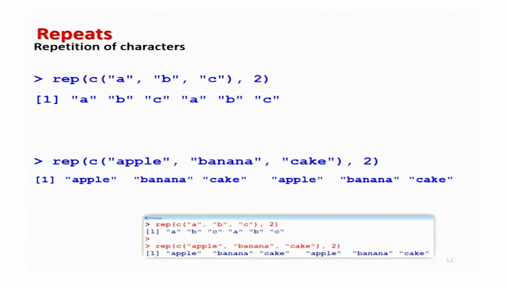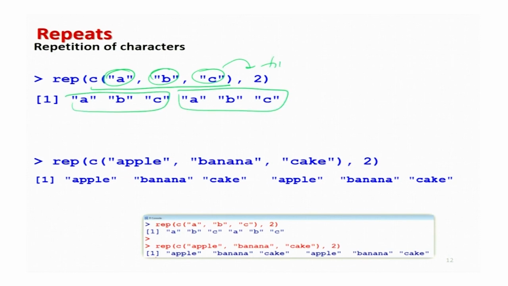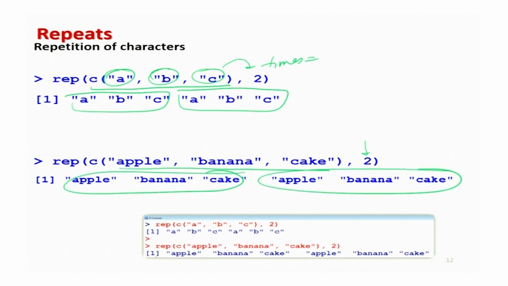Now, whatever repetition commands you have learned for numbers are also valid for characters. Here I take a data vector consisting of 3 alphabets given inside double quotes, A, B and C, and I repeat them 2 times, that is times equal to 2. You can see A, B, C and A, B, C are repeated 2 times, because times is the default. Similarly, if instead of ABC you take apple, banana, cake and repeat it 2 times, you see apple banana cake and apple banana cake, both repeated 2 times.